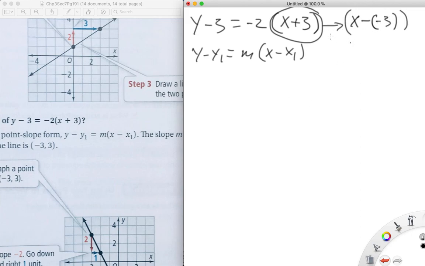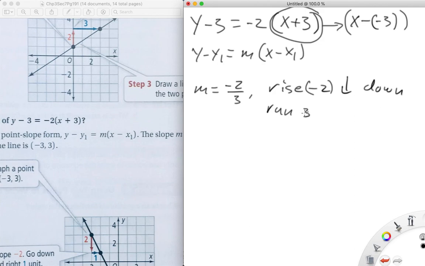So we have our point and we have our slope. We have a slope of -2 over 3. Remember, we have rise over run. So our rise is -2. That means that we're going down 2. Our run, this is all going from left to right, is 3. Since our run is 3, we're going to go to the right 3 as we go from left to right.